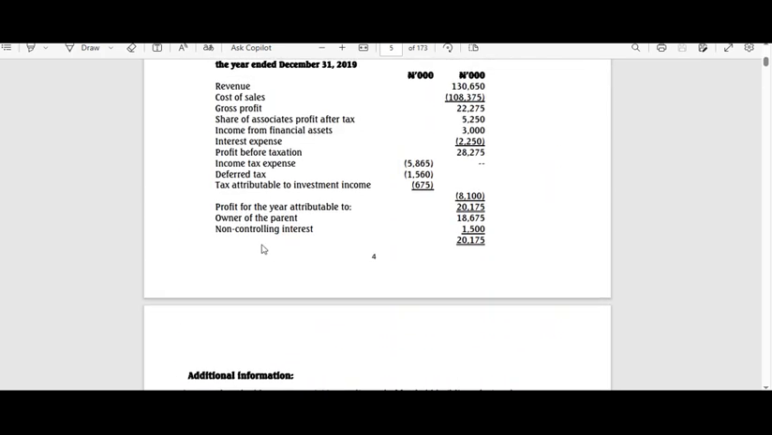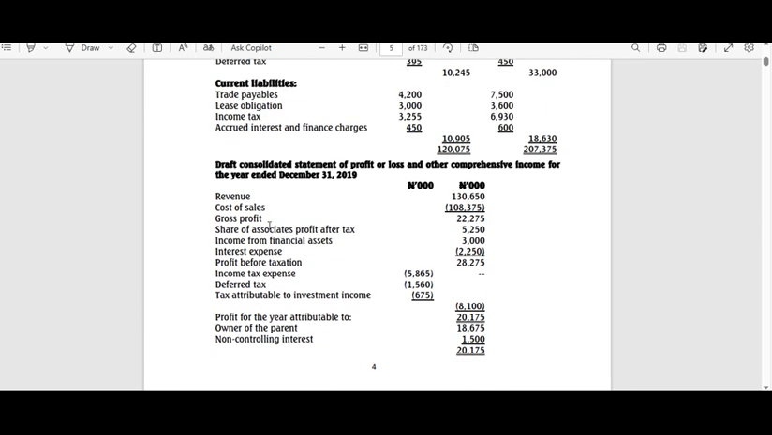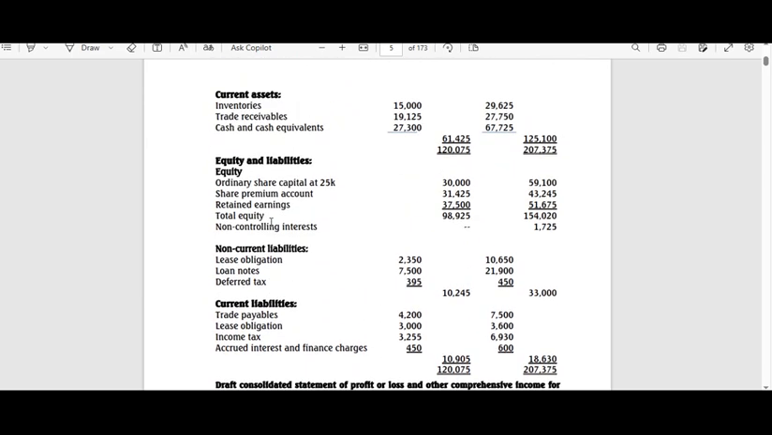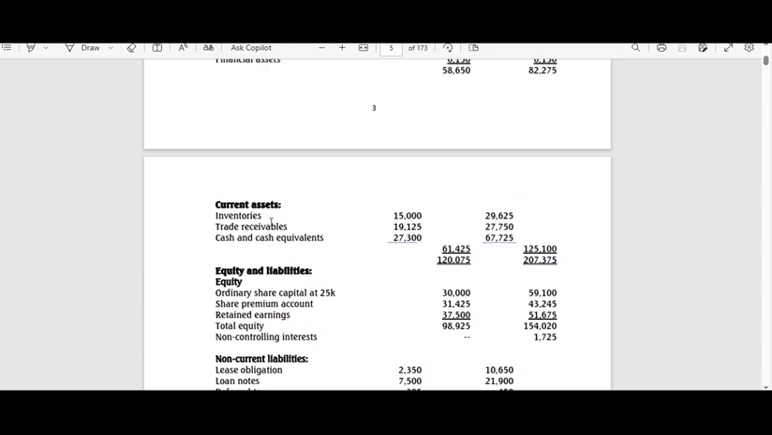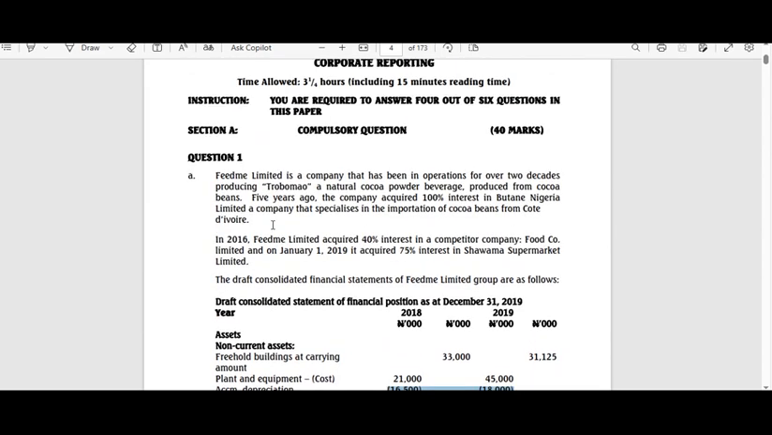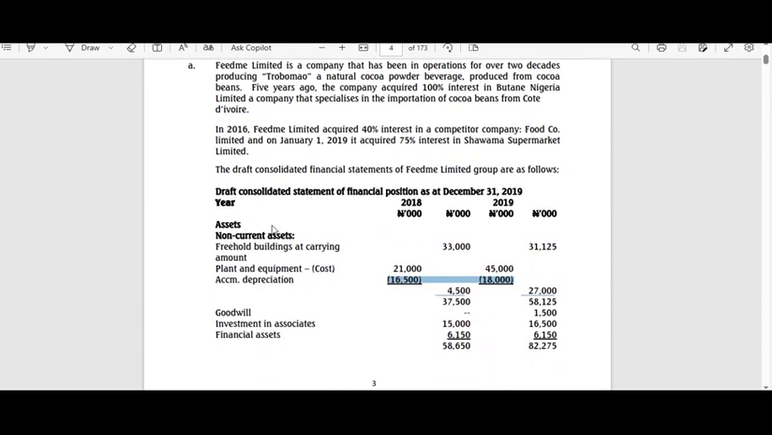Depreciation for the year. If we can't get the depreciation for the year, let's look. I can't see anything for depreciation for the year, not inside the additional information. Only accumulated depreciation in the statement of financial position. The accumulated depreciation is given to us, right?